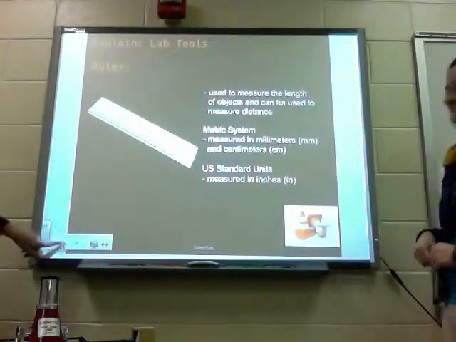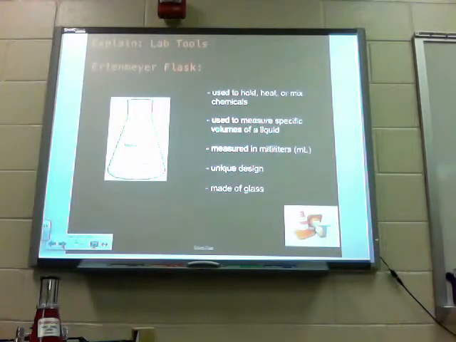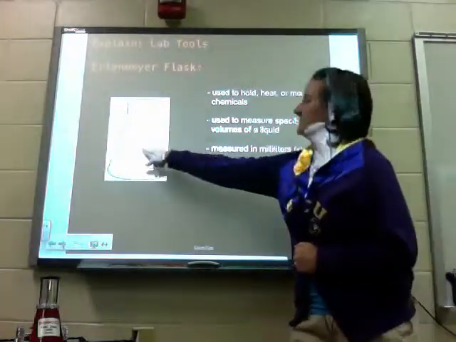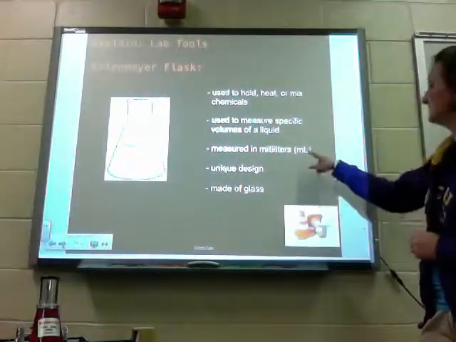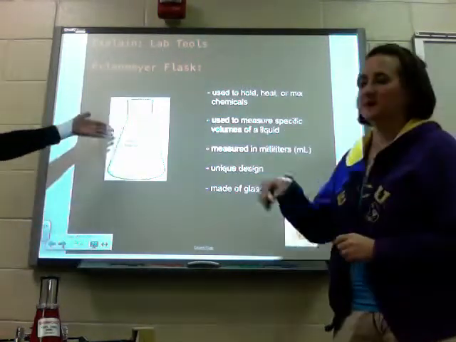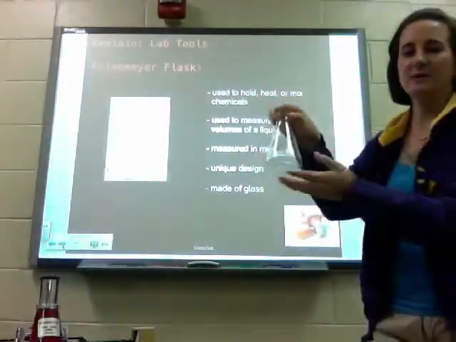Right, the Erlenmeyer flask is used to hold, heat, or mix chemicals. They're used to measure specific volumes of a liquid. Again, they're measured in milliliters. You notice here in the picture we see the mL as well. They have a very unique design. It's very triangular shaped. Here's one in person.